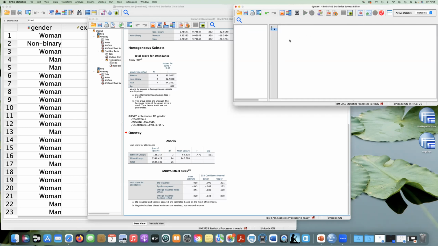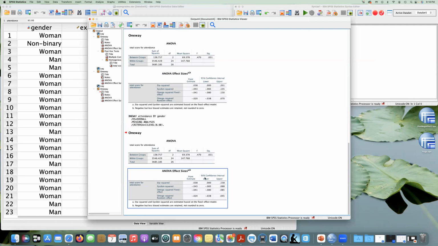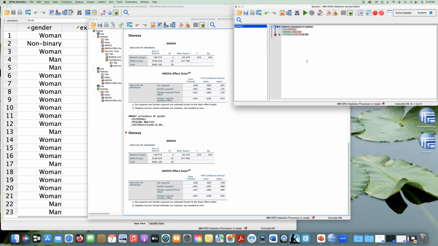I could change my confidence interval. I could say 0.9, and I can run this again. Look at that. It's a 90% confidence interval. So we'll again talk more about confidence intervals later, but don't be shy in playing around and seeing what happens here.